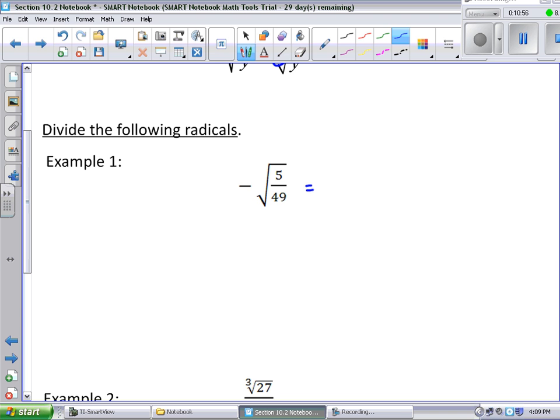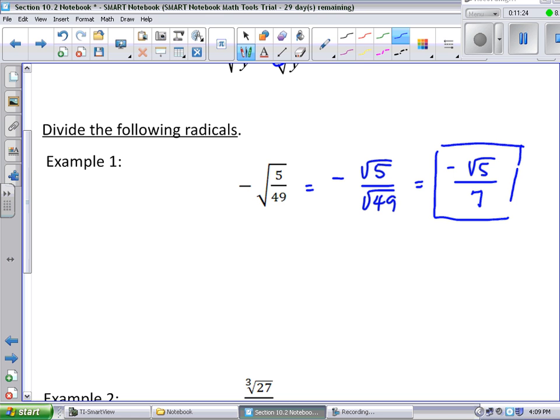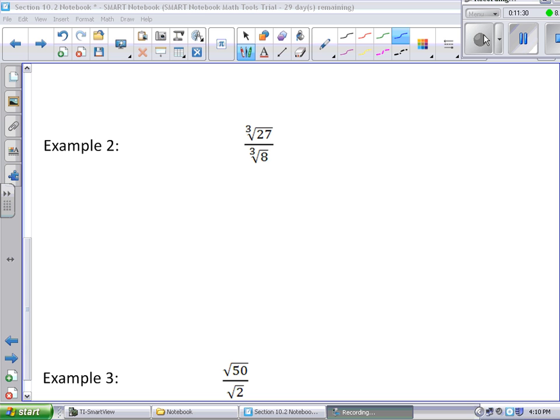I will have the negative square root of 5 over 49 equal to negative the square root of 5 over the square root of 49. I'm going to split this into separate radicals. Now, the square root of 5 will not break down, so I will have negative the square root of 5 in the numerator, but the square root of 49 will change to 7, so I will have 7 in the denominator. Negative the square root of 5 over 7. This one is already split into separate radicals.